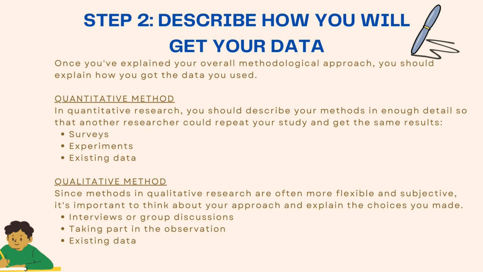Since methods in qualitative research are often more flexible and subjective, it's important to think about your approach and explain the choices you made. Talk about the criteria you used to choose participants or sources, the setting of the research, and your role in gathering the data. For example, were you an active participant or a passive observer?